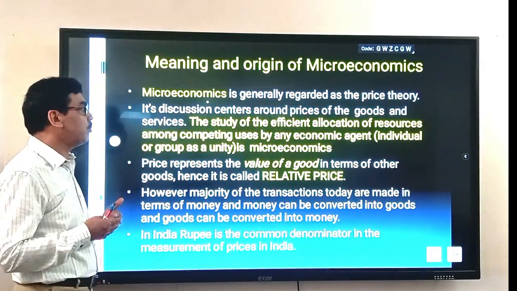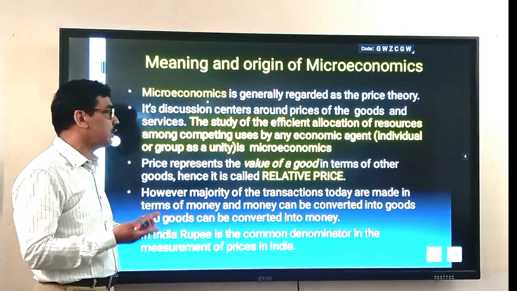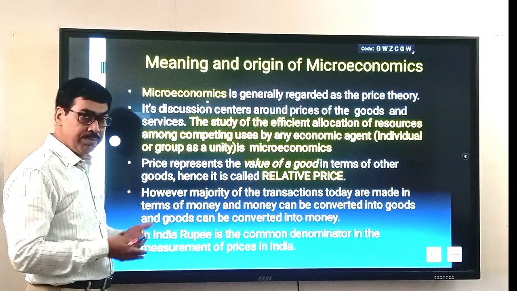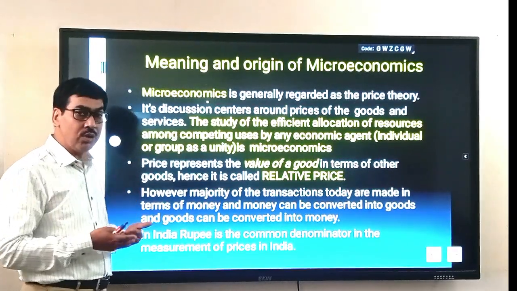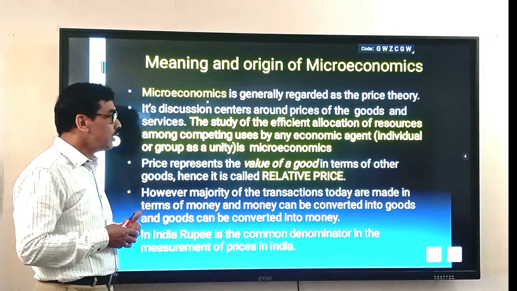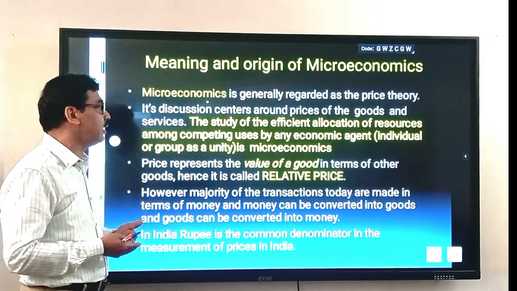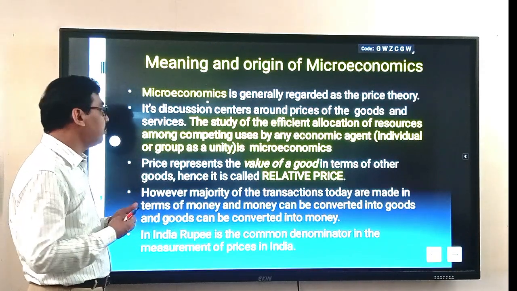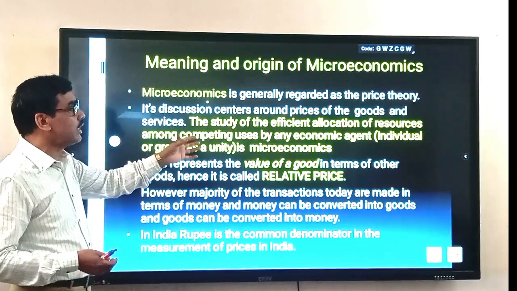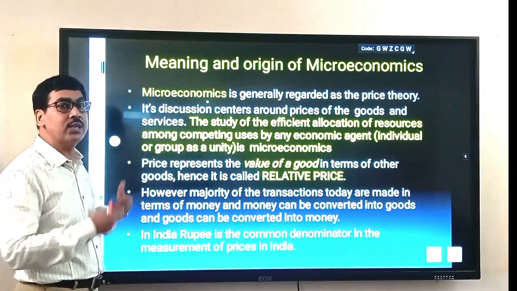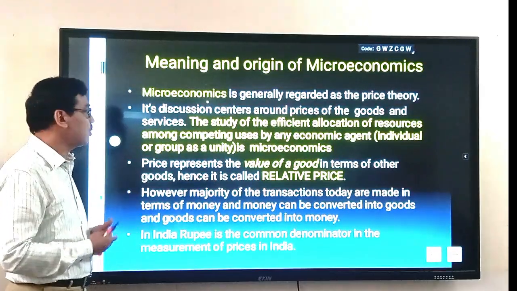Similarly, in production, the firm always wants to maximize its profit, so it has to utilize the inputs and produce the output. Therefore, it will consider how the resources should be utilized optimally so that they give maximum profit. The details of this efficient allocation of resources, and what tools we utilize, we will also discuss in the subsequent slides.